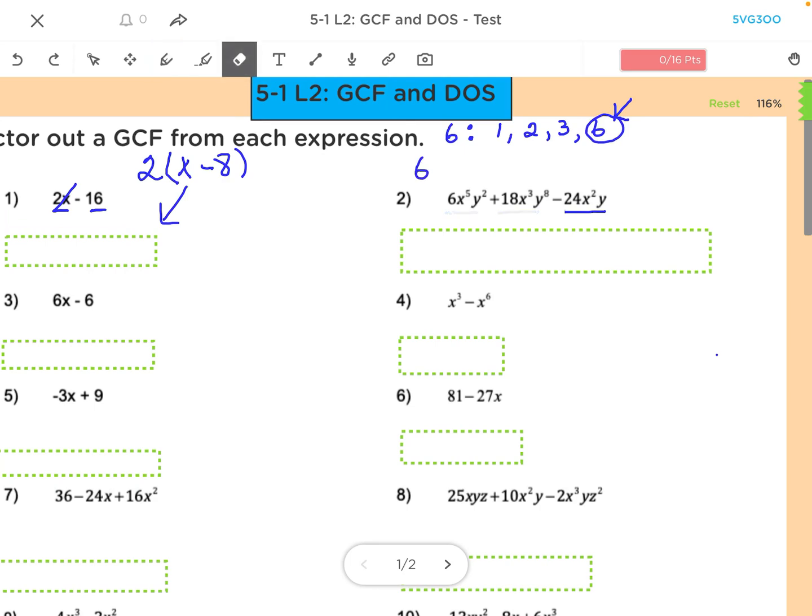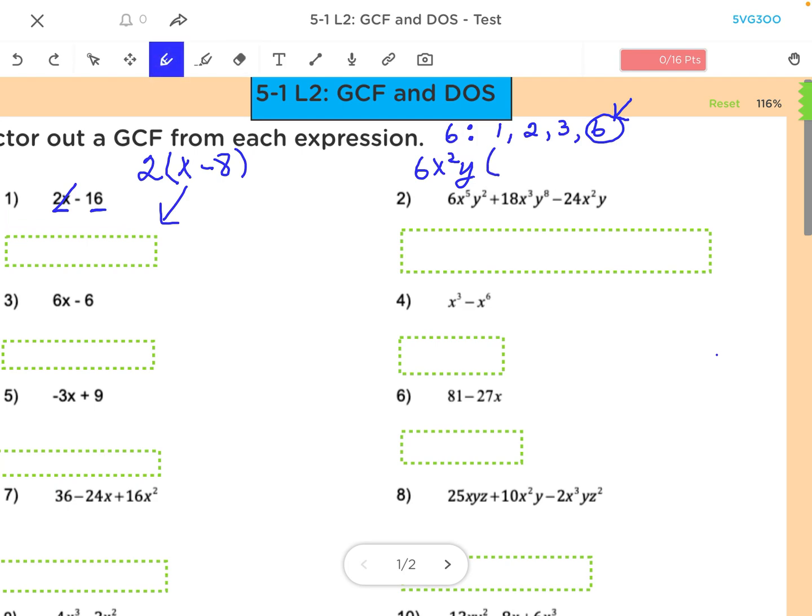And then now we also need to check our x's and our y's. So notice all of these do have x's, and the most they have in common is the smallest exponent. So they all have 2 in common. So that's going to be x squared. And then also do the same thing with the y's. Notice they all have y's in common, but the most they have in common is the smallest number. So that's your y, just 1. So that's what you're going to pull out. That is your greatest common factor.